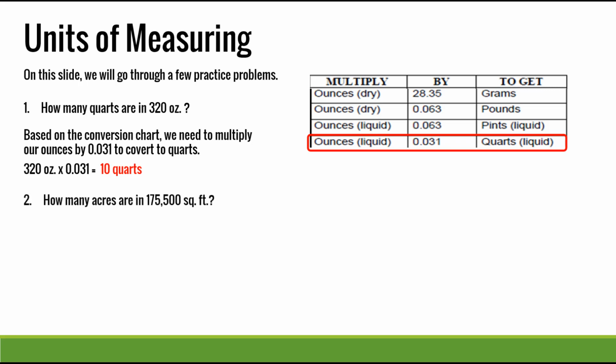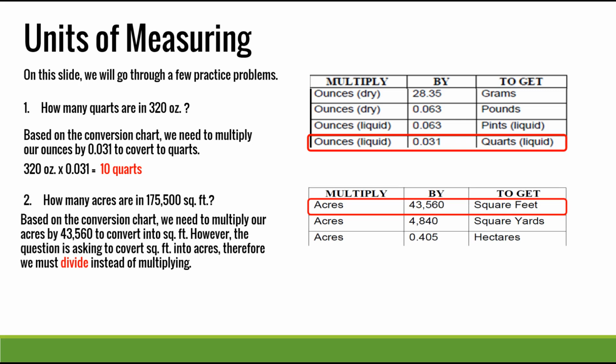How about a second problem? How many acres are in 175,500 square feet? Based on the conversion chart, we need to multiply our acres by 43,560 to convert it into square feet. However, the question is asking us to convert the square feet into acres. Therefore, we must divide instead of multiplying. Let's go ahead and demonstrate that now.